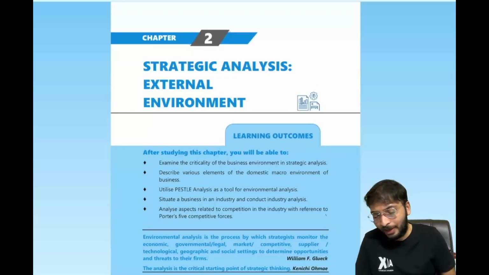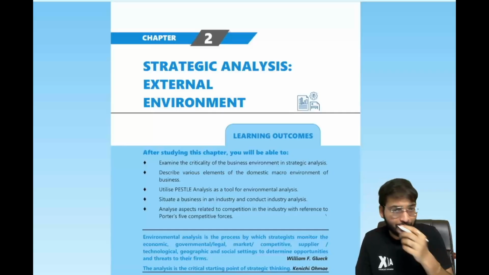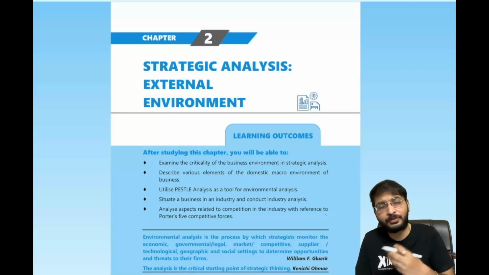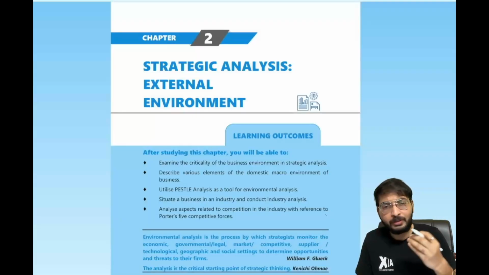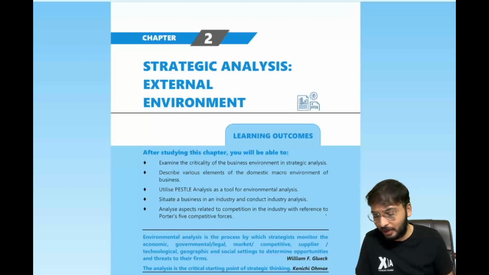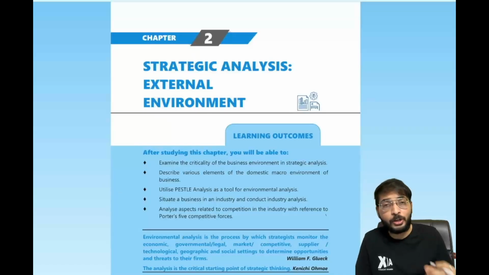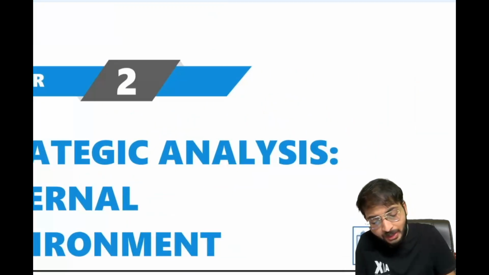So, chapter number 1 is all about what? Introduction to strategic management. You have seen what is the intro, what is strategy, what is management, benefits of strategic management, corporate level, business level, functional level, then proactive, reactive, all these questions. Now, once you know what strategy is about, then what you have to do is analysis. There are two types of analysis you will be doing. One is called external analysis. Second one is called internal analysis.